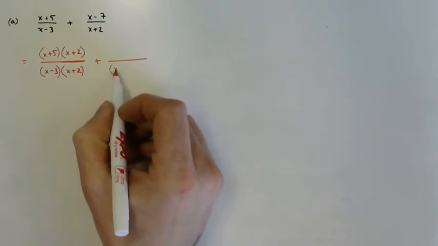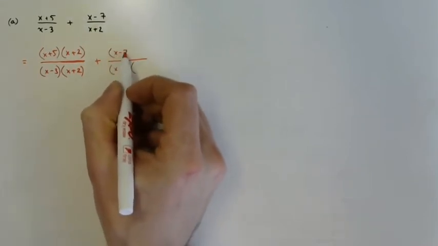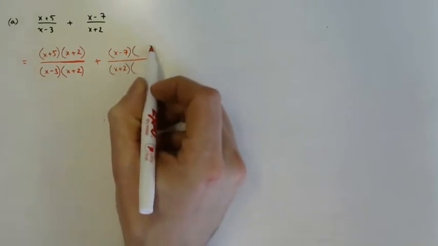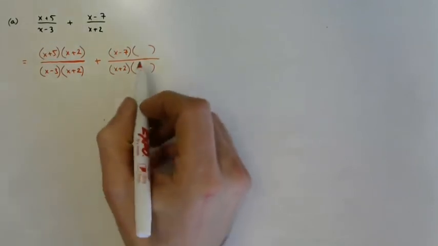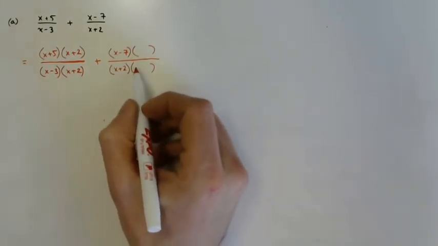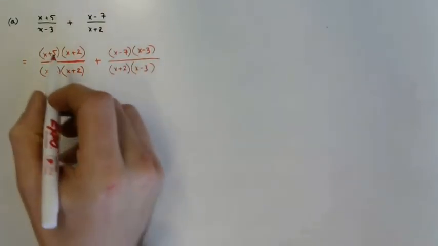So now we have x plus 2, and in the numerator x minus 7. And in this case, to get the same denominator, I have to multiply top and bottom by x minus 3, the denominator of the other term.